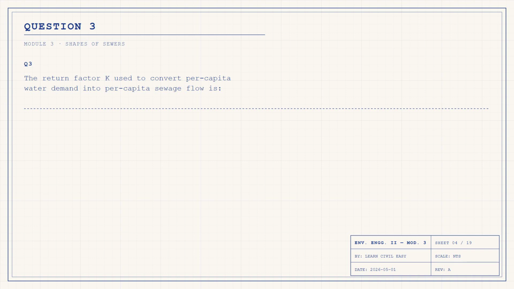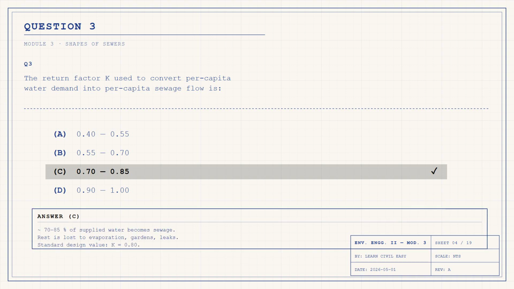Question 3. The return factor K typical range, the correct answer is C, 0.70 to 0.85. Not all the supplied water reaches the sewer. Some is lost to evaporation, gardens, and leaks. So sewage flow equals roughly 70 to 85% of the water supplied. The standard design value is 0.80.